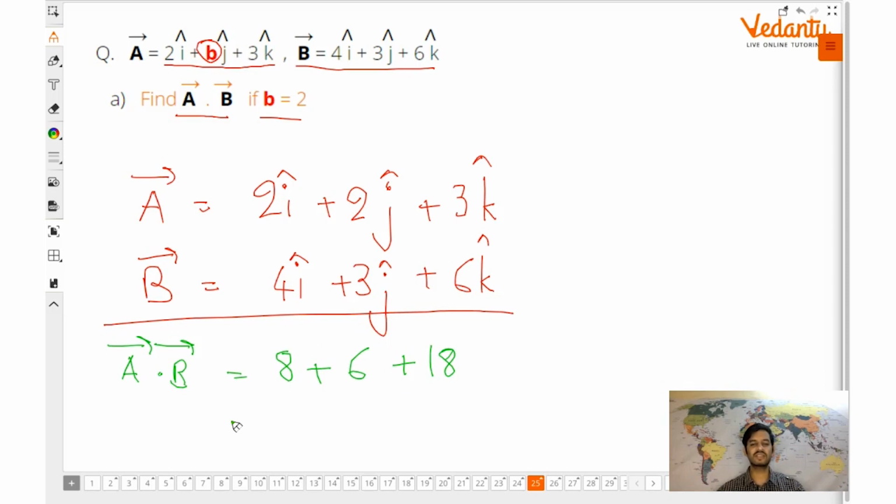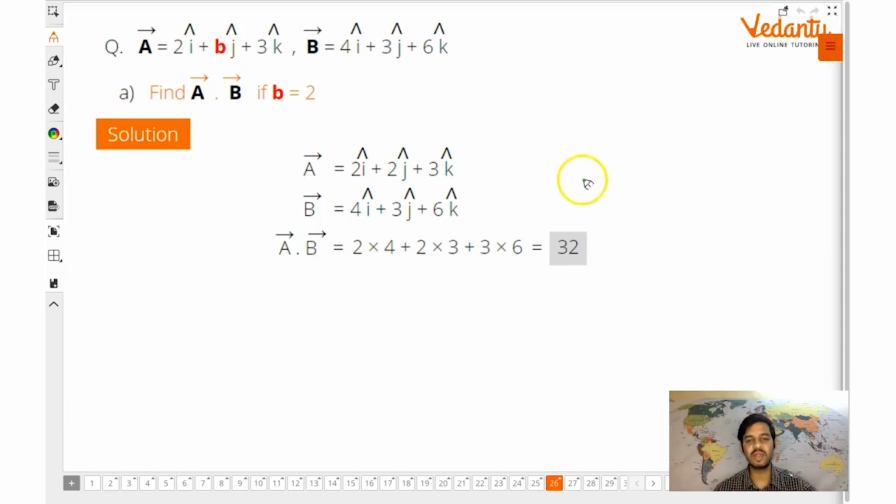क्लियर हो रहा है गाइस? चमक गया सभी को? फाइनल आंसर दैट यू विल बी गेटिंग इज 32. चमका? क्लियर है सभी को? दैट्स लवली. चलो गाइस, नेक्स्ट क्वेश्चन.